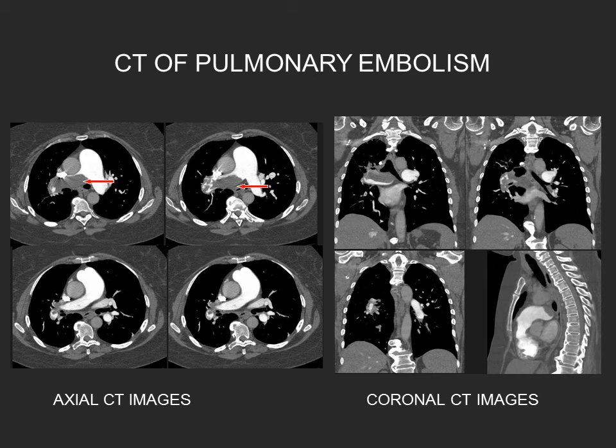In the axial images on the left, a massive emboli is noted in the superior portion of the right pulmonary artery, appearing as an intraluminal filling defect identified by the arrows. On the right are coronal images of the same patient, again indicating pulmonary embolus of the right pulmonary artery.